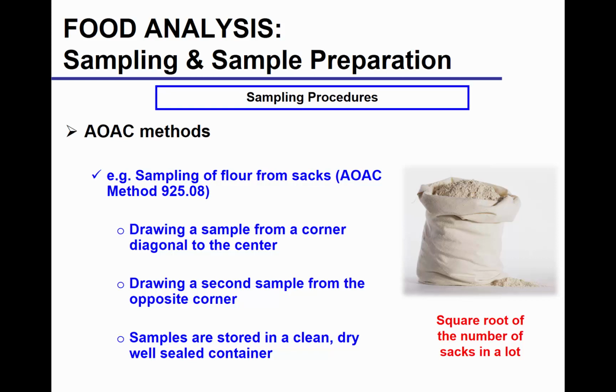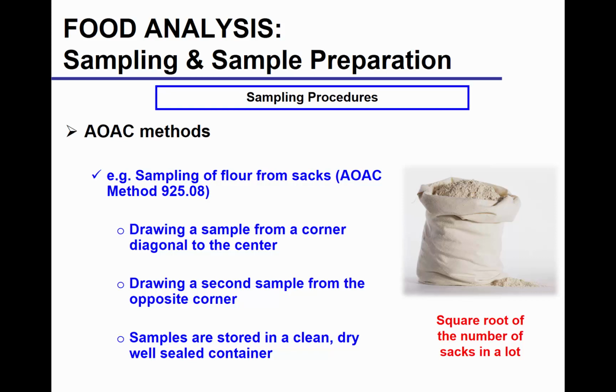And then we're going to talk about random selection in a minute. How do you randomly select these 10 bags or sacks? Once you select those 10, you want to get a sample from each bag. So oftentimes you take 2 samples, drawing a sample from a corner diagonal to the center. So you would say, okay, I'm going to take from this corner diagonal to the center, and then take another sample diagonal to the center too.